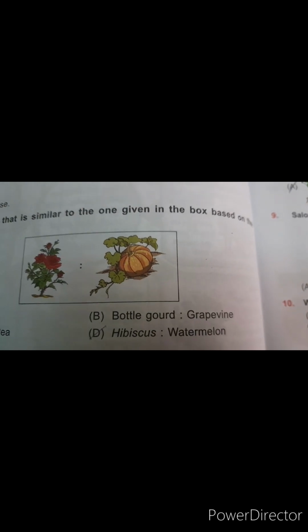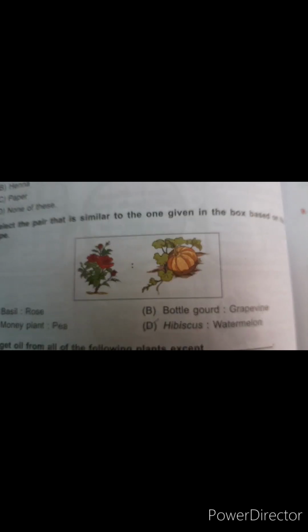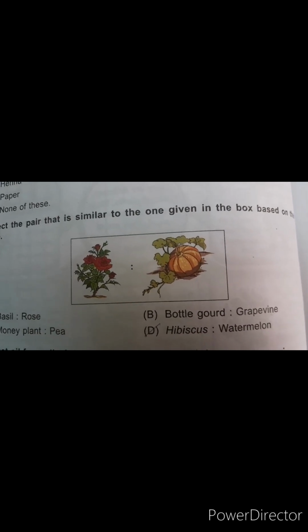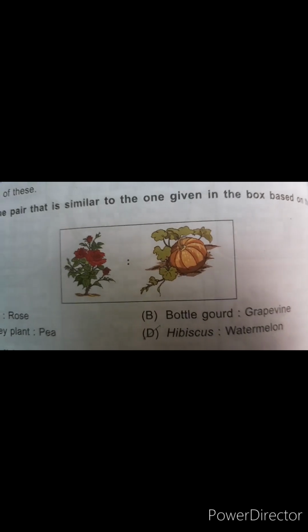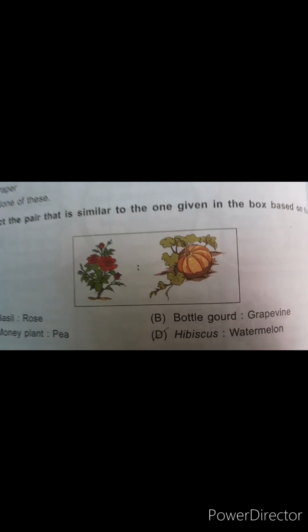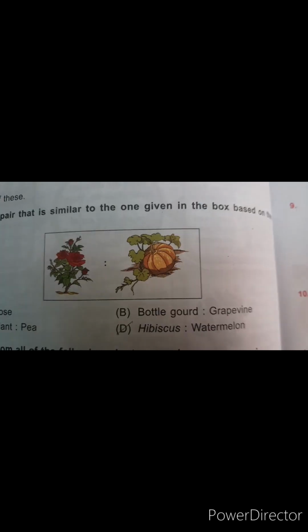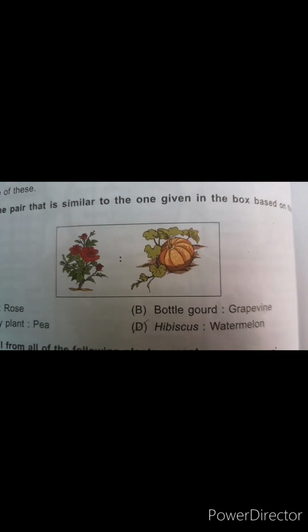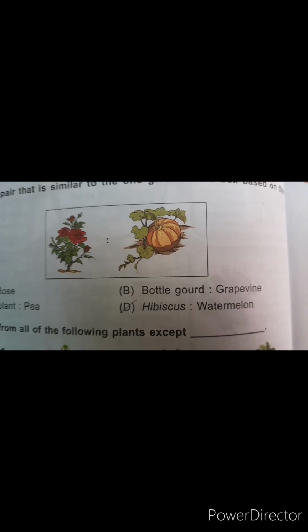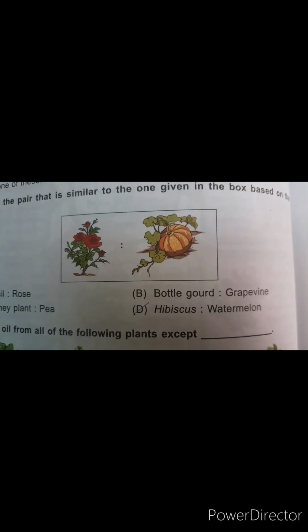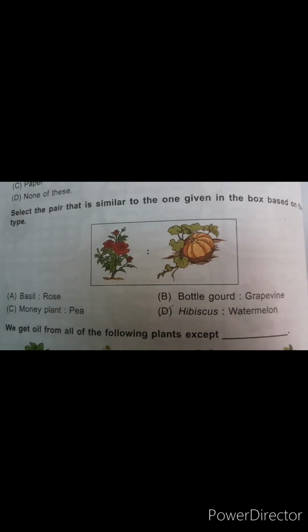Hibiscus, watermelon. Now let us discuss why the answer is option D. In the given picture, we can see a shrub and a creeper. Rose is a shrub and pumpkin is a creeper. Similarly, hibiscus is a shrub and watermelon is a creeper. So the answer is option D.